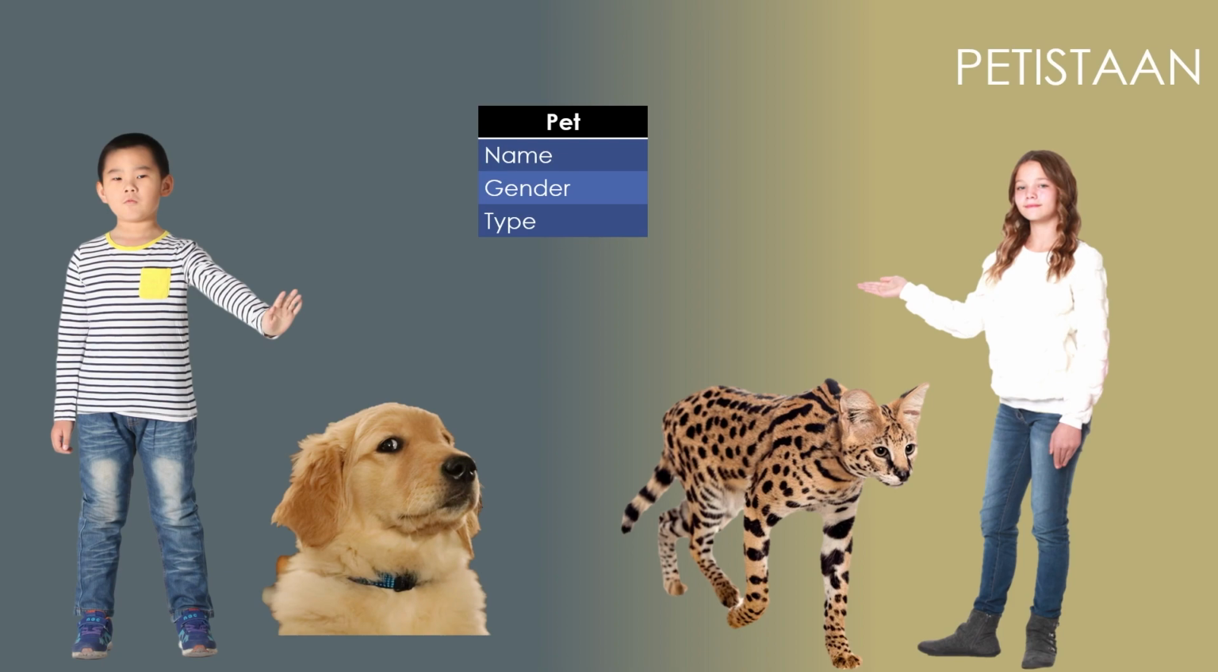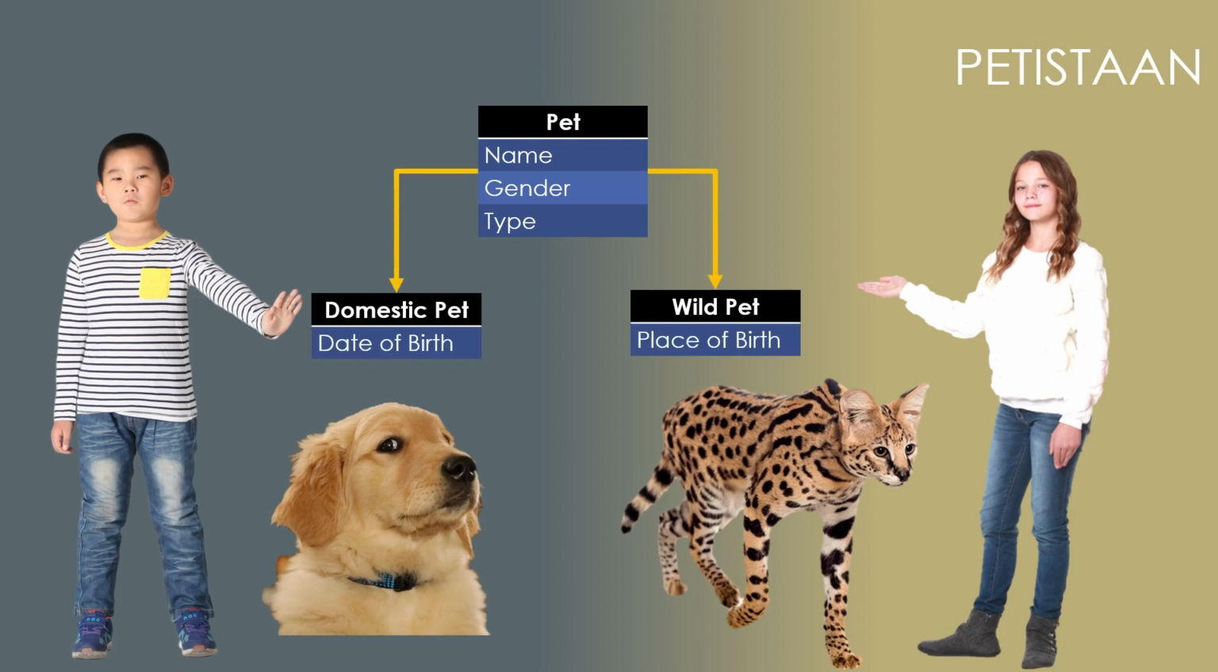Now, besides this, you remember there used to be one more variable in our case, and that variable was date of birth. But since we need to perform inheritance here, from now onwards, we will say that there are going to be two categories of pet. One is going to be the domestic pet, and the other one is going to be the wild pet.